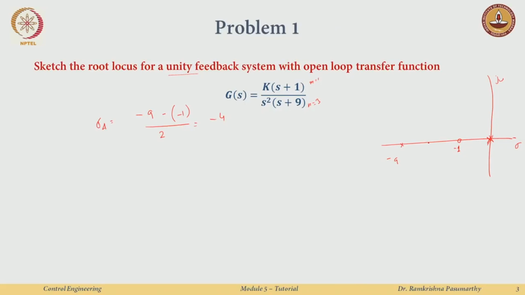So, somewhere here is my centroid point, again not drawn to scale. And then, what are the angles of these asymptotes? Angles of asymptotes, we compute them as 2q plus 1 times 180 degrees over n minus m, that is 2. So, that will give you plus minus 90 degrees. So, somewhere in this direction, vertically above and vertically downwards.